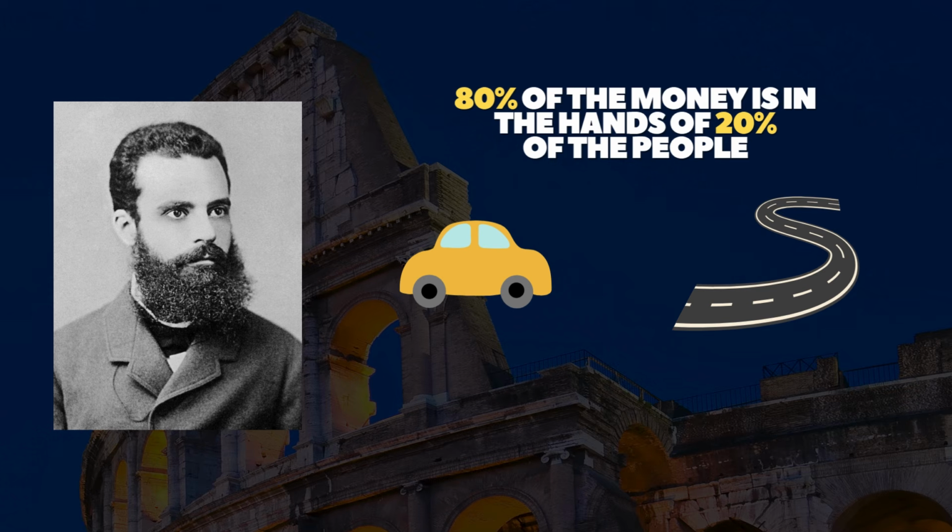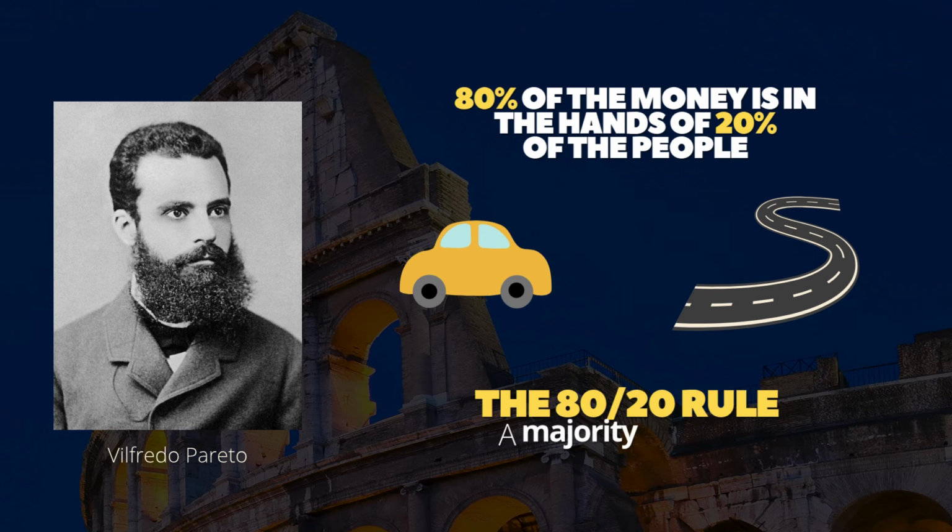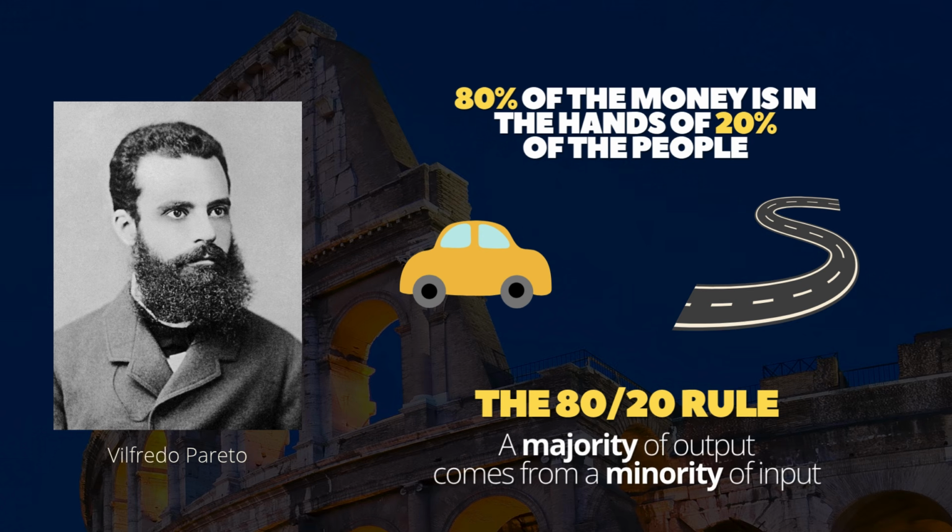The economist's name was Pareto, and the concept became known as the Pareto principle or the 80-20 rule, which means that a minority of the input is responsible for an oversized or asymmetrical percentage of the output. So that's math concept number 1. We'll come back to that later.